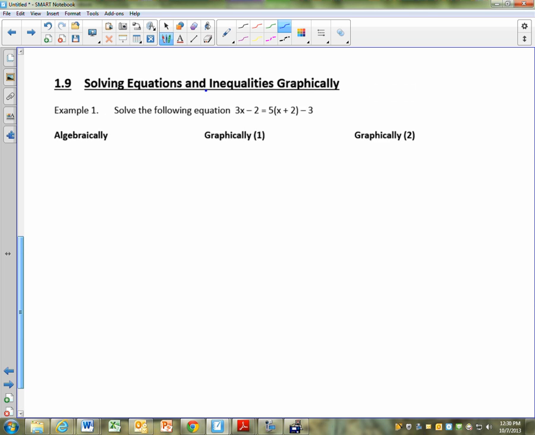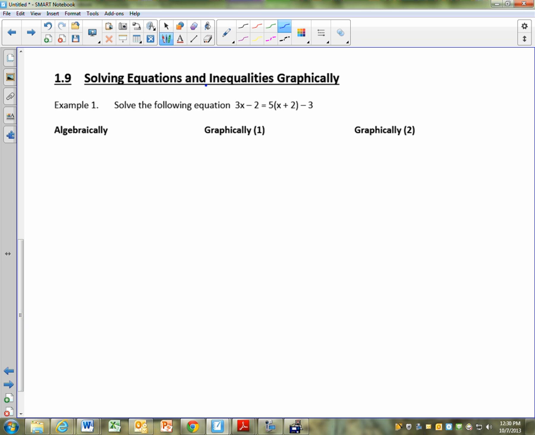Here we go. All right, solve equations and inequalities graphically, and we're going to even say with technology. So let's look at the first example. You're going to be asked in your assignment to solve something algebraically.